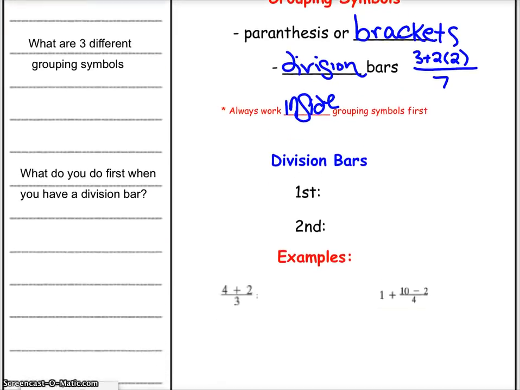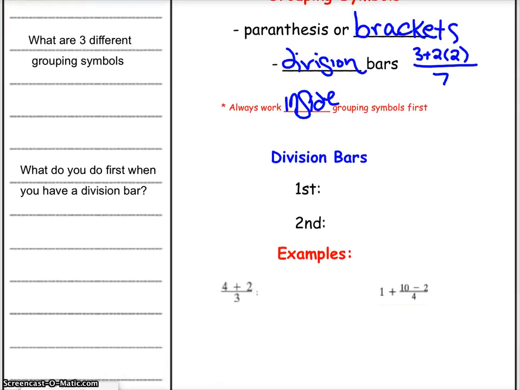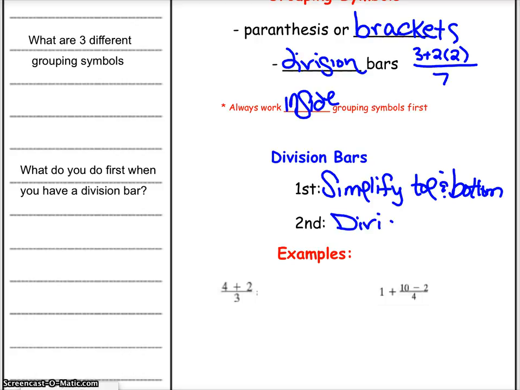Okay, so for examples here, I have the division bars, because that's kind of the newest grouping symbol you'll see as 7th graders. So the first thing you're going to do is simplify the top and bottom. Simplify means figure it out. What's the top turn into? What's the bottom turn into? And then the last thing you'll do is divide.